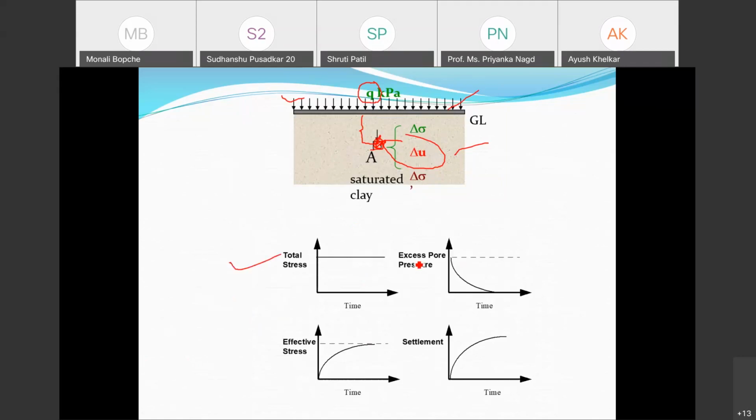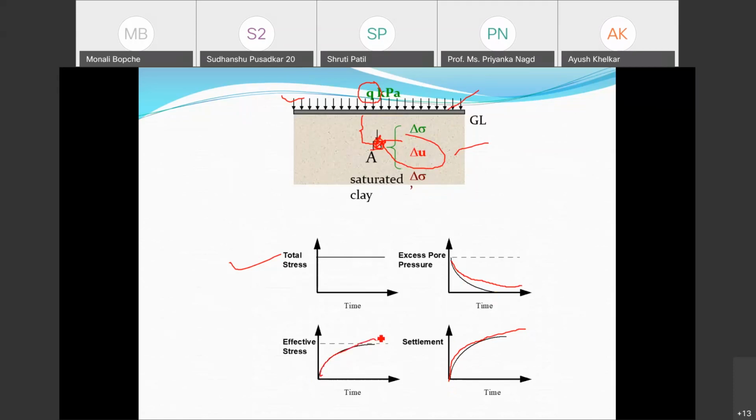Now what is happening? Over a certain period of time, this pore pressure is reducing and comes to zero, because the water is slowly removed, so definitely the pore water pressure is also removed. When the pore water pressure is removing, the settlement is continuously increasing. What about effective stress? Effective stress is increasing.